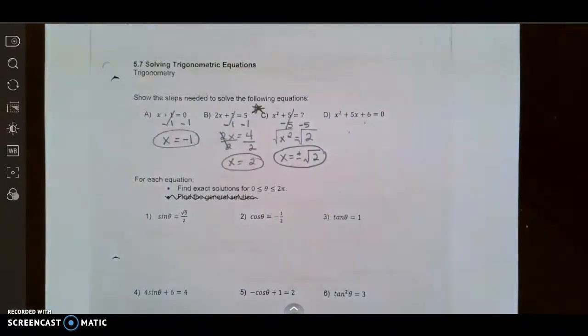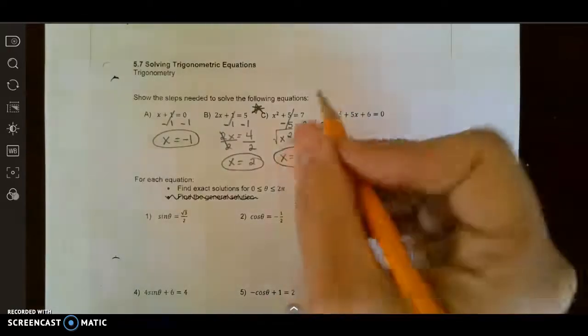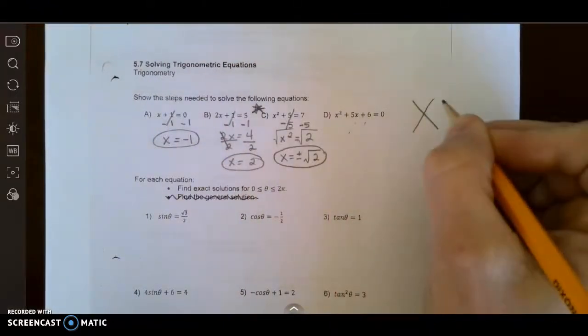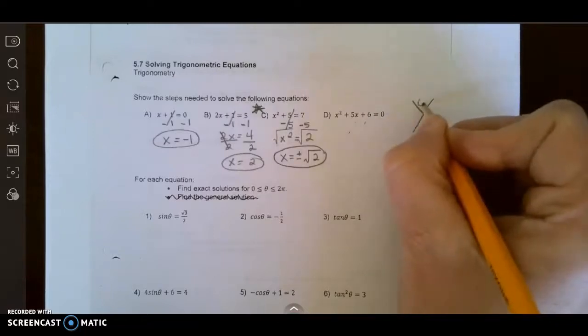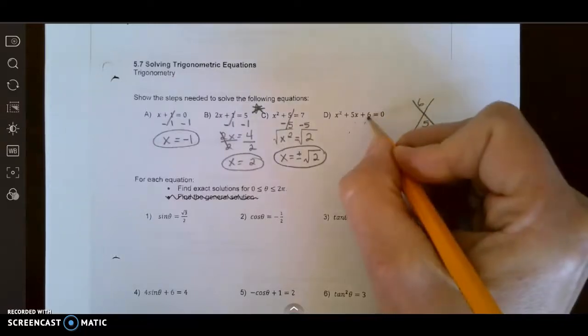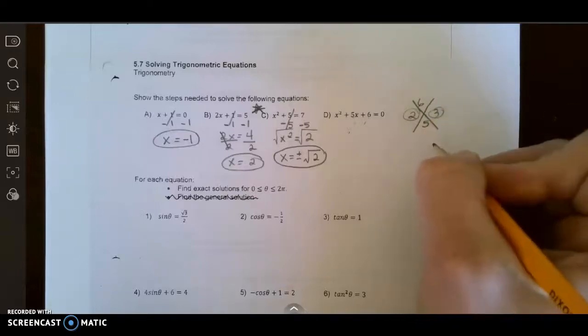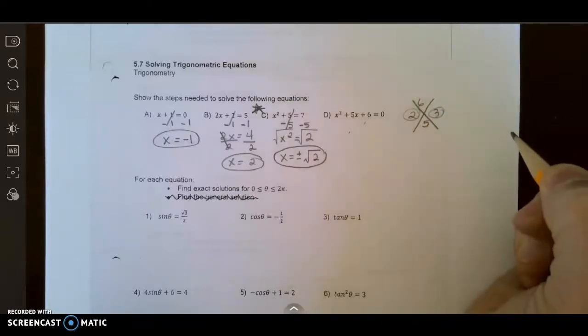All right, letter D, there's many ways to solve a quadratic. You can graph it and find the solutions. You can use the quadratic formula, or you can factor. I'm going to factor this one. When you factor, this is where you put the product here and the sum here, a product of 6 and a sum of 5, and 2 and 3. When you multiply, it gives you 6. When you add, it gives you 5.